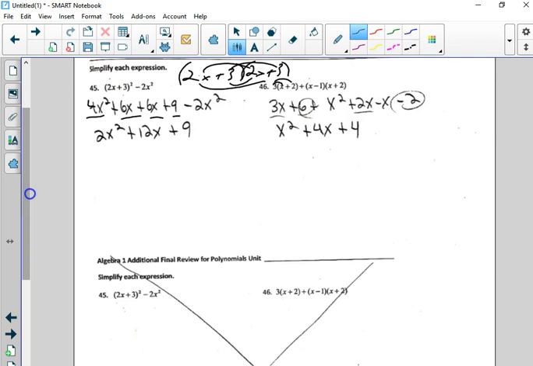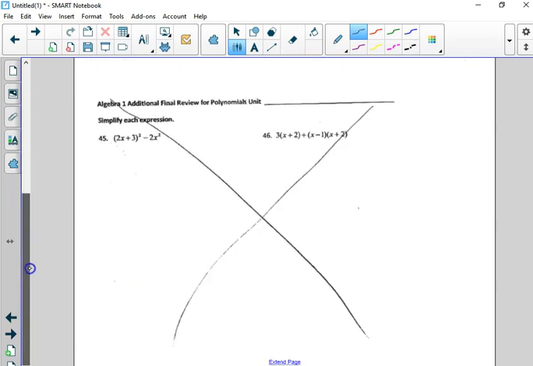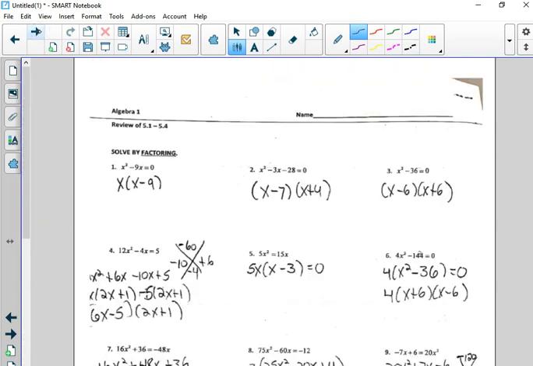Distribute the 3. 3x plus 6. FOIL x times x. Negative x plus 2x minus 2. Combine like terms. And then for some reason, this repeated, so moving on.